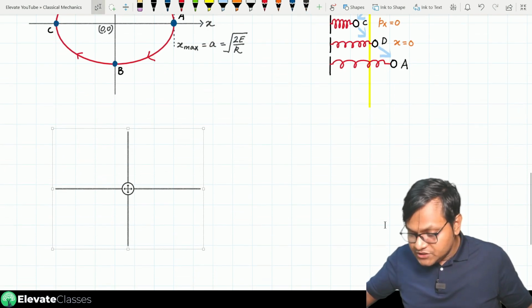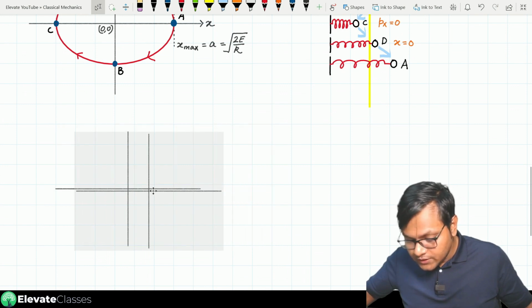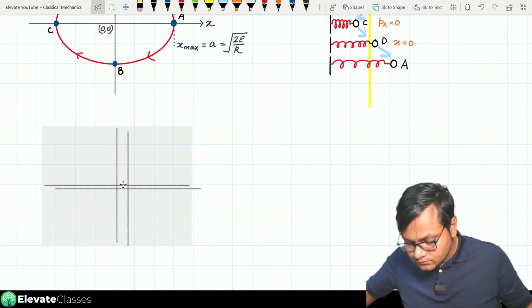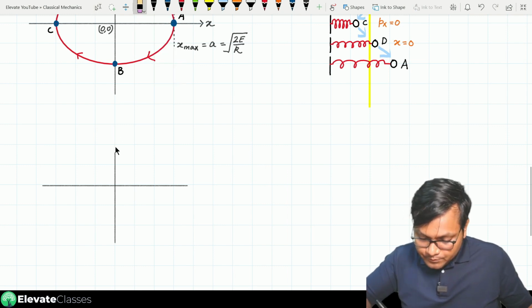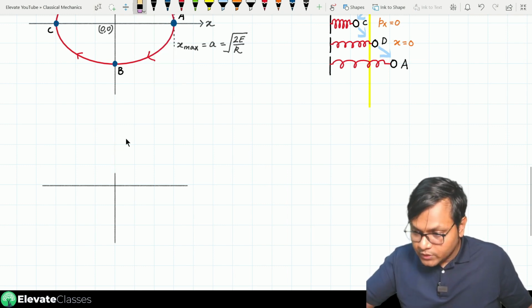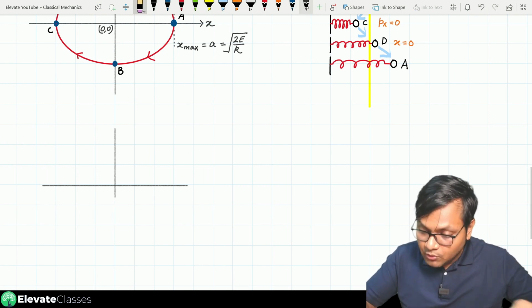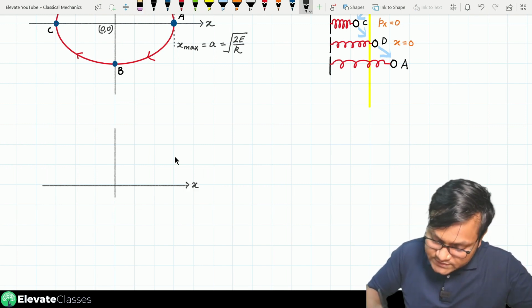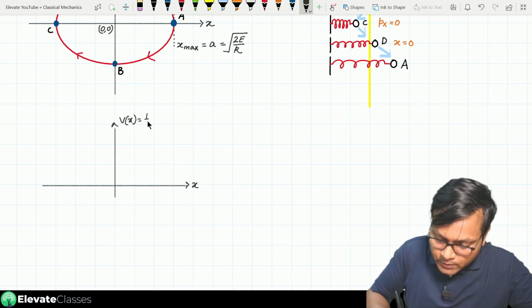If we draw the potential, then it will become clear. Just give me 1 second to draw the potential, okay? So here we have, let's suppose, the potential is half kx square. So it's a bound system. So let's suppose this is x and this is V. V is equal to half kx square.